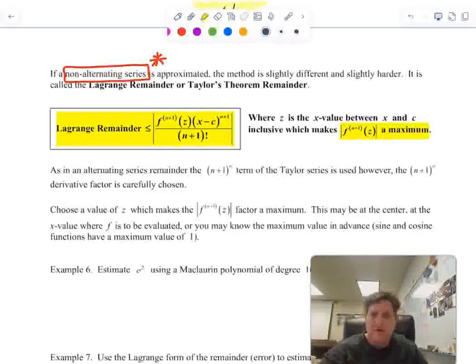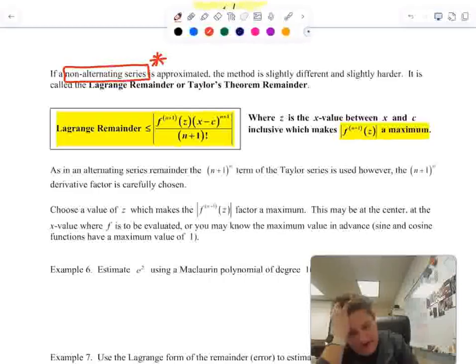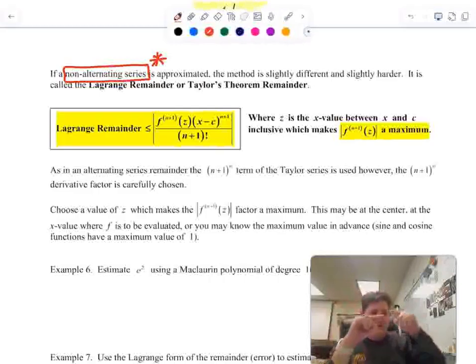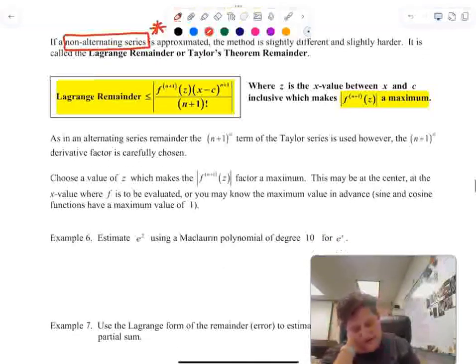Nobody likes this one. That's kind of sad to say, but it is true. The Lagrange is just a little weird. So here's the main difference: because it's not alternating, it's still adding little bits. It's not just alternating, so it is slightly harder. We call it Lagrange.